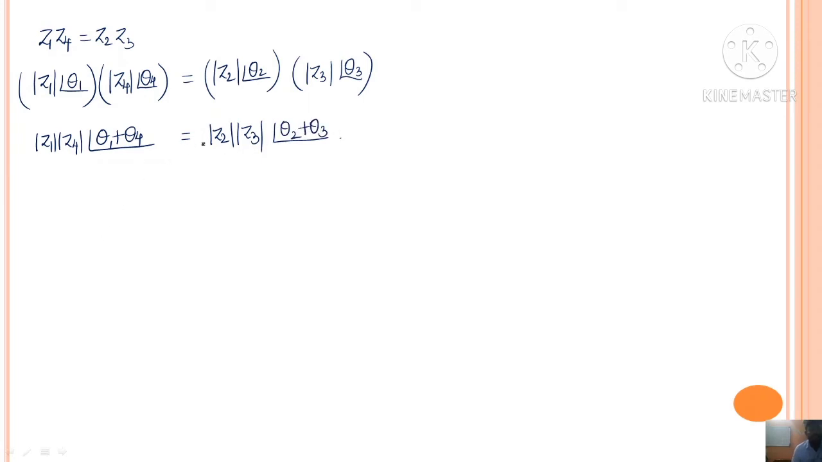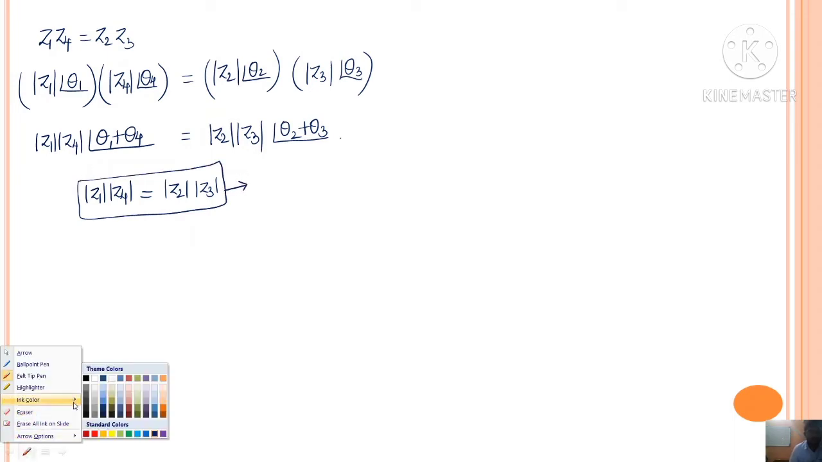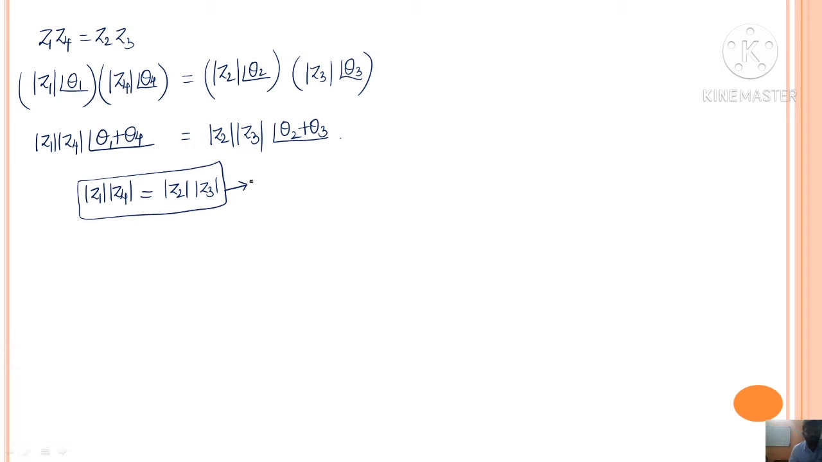So the condition for balancing of AC bridge is magnitudes of the two impedances of opposite arms must be equal to the magnitudes of the impedances of the remaining two opposite arms. We can consider this as a magnitude condition. We will treat this as a magnitude condition, magnitude criteria or magnitude condition.